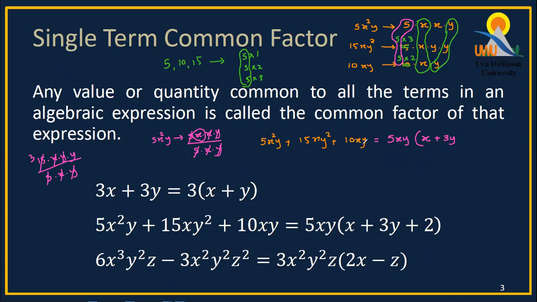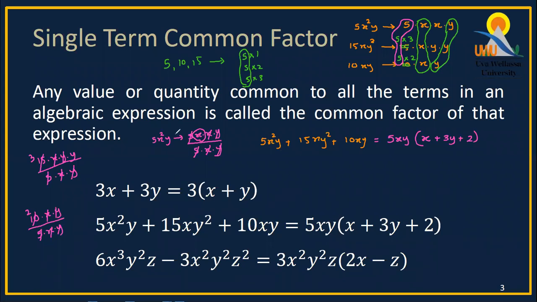Then the next term is 10 times xy. Here we are getting 10 times x times y, then divide this by 5 times x times y, the common term that we have taken out. Therefore, once you cancel out, you can see that 2 is the only remaining part there. That is how we are getting x plus 3y plus 2 here.